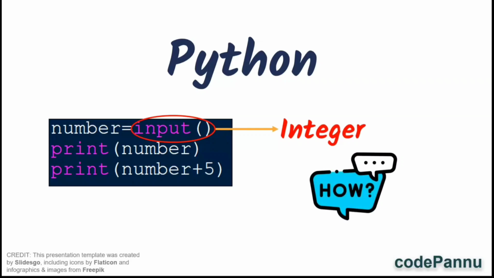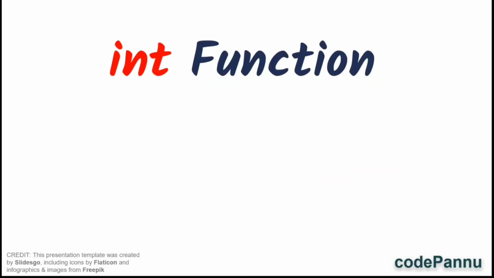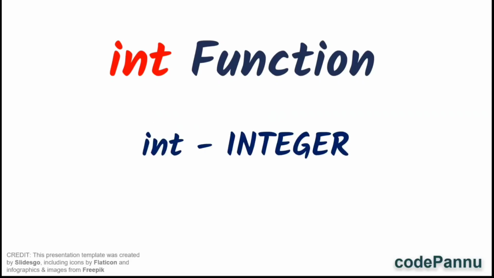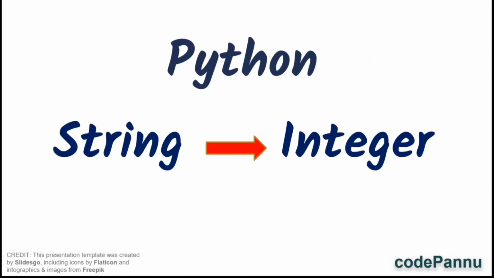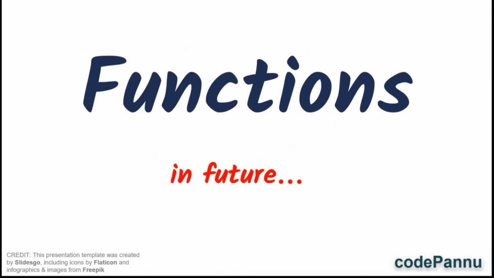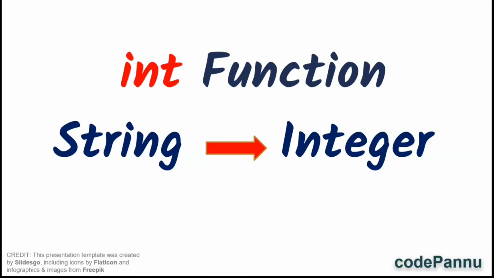We can do that using a function called int function. Int is the short form for integer. So, we are telling Python to convert the string variable to integer variable using this function. We will learn more about functions in detail in future. For now, just remember that int function will help you to convert the variable from string to integer. So, how do we do it?